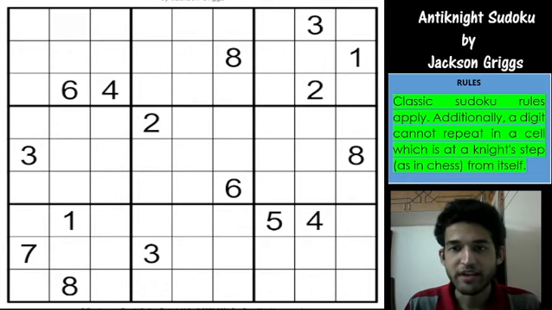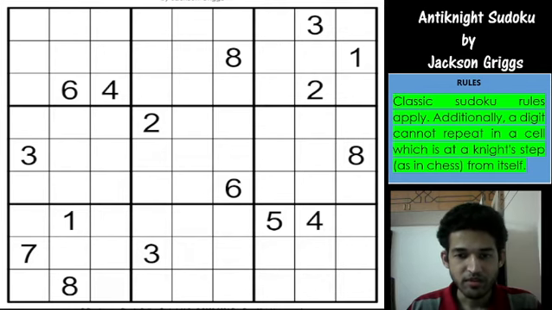Today I'll be solving an Antiknight Sudoku created by Jackson Griggs. If you want to try out the Sudoku yourself, the link to solve is given in the description of the video. Do try it out and come back and watch the video. The rules are classic rules apply. Each row, column and 3 by 3 box will have digits from 1 to 9 without repetition.